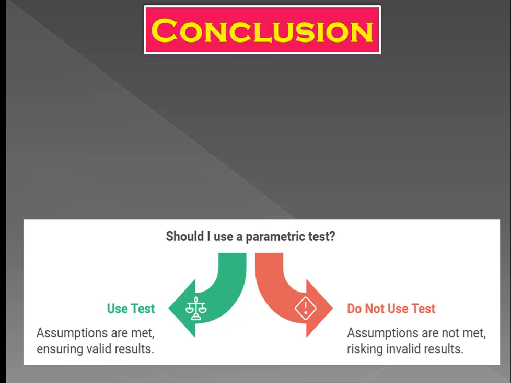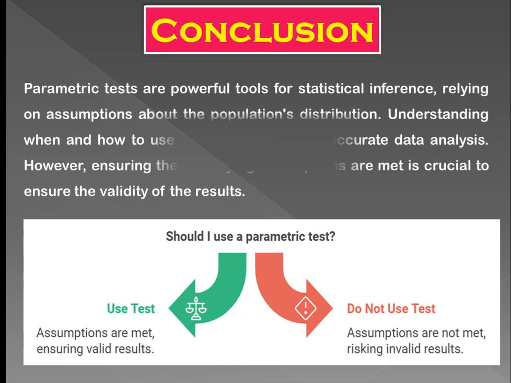Conclusion. Parametric tests are powerful tools for statistical inference, relying on assumptions about the population's distribution. Understanding when and how to use them is essential for accurate data analysis. However, ensuring the assumptions are met is crucial to ensure the validity of the results.